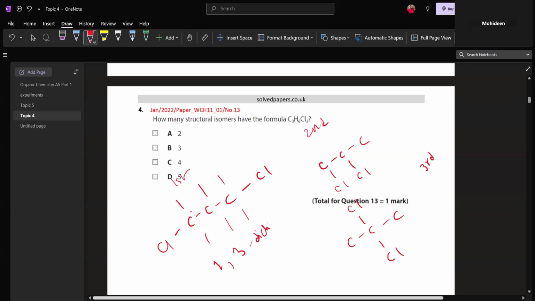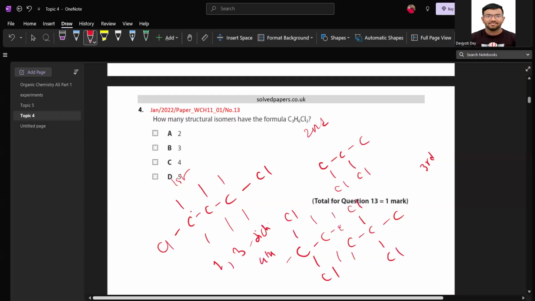Also on the first carbon, both Cls. Yes, sorry, that makes sense. Yeah, the first carbon, that's the fourth one. So we have the first, second, third, and the fourth isomer, where you can see that on the first carbon both chlorines are connected. So our answer will be C.